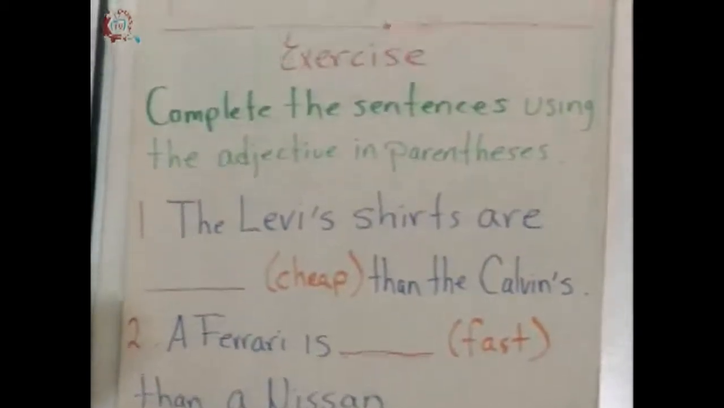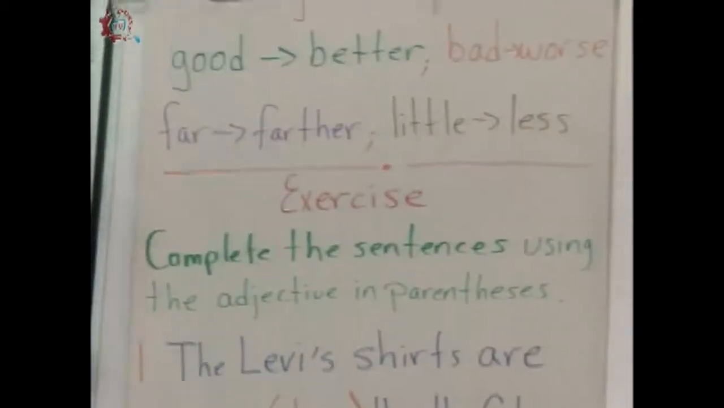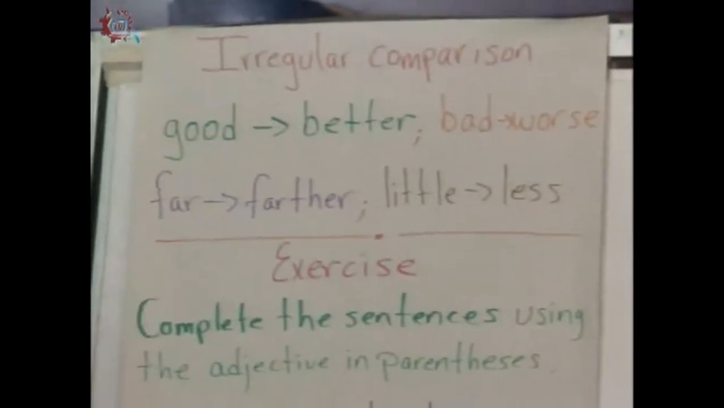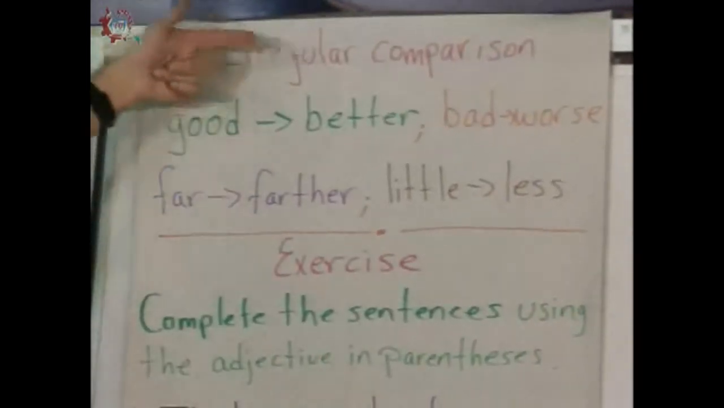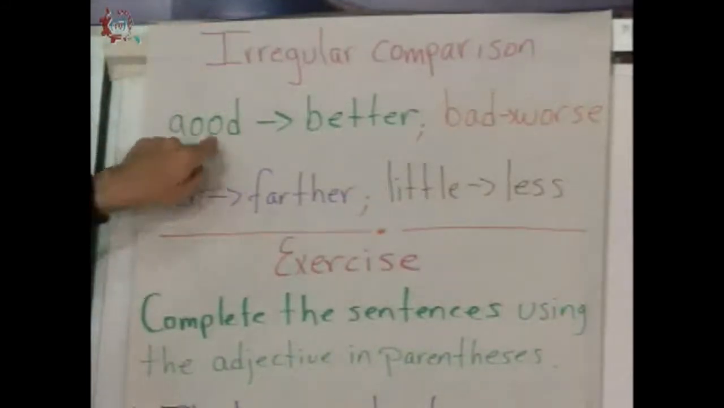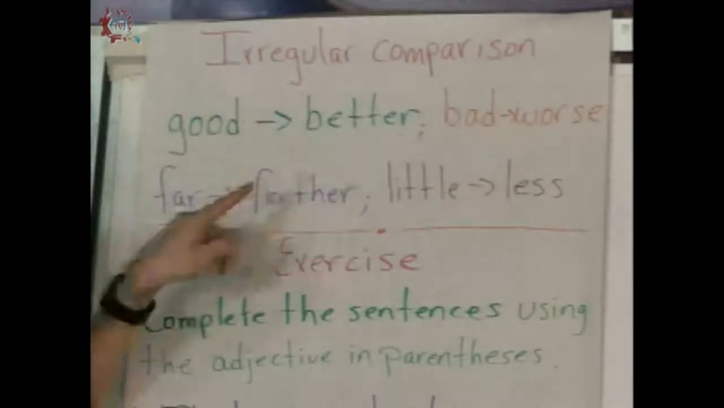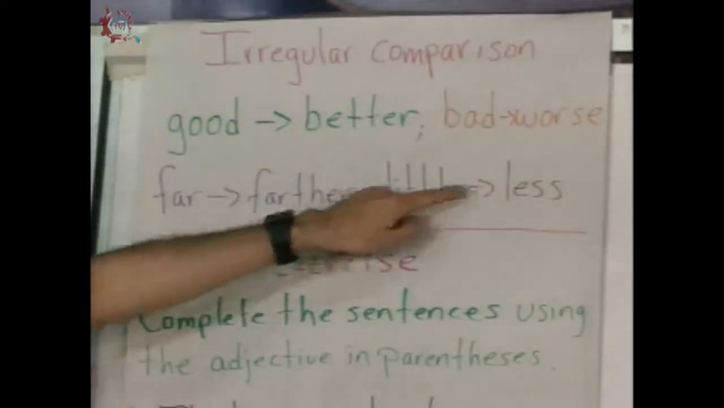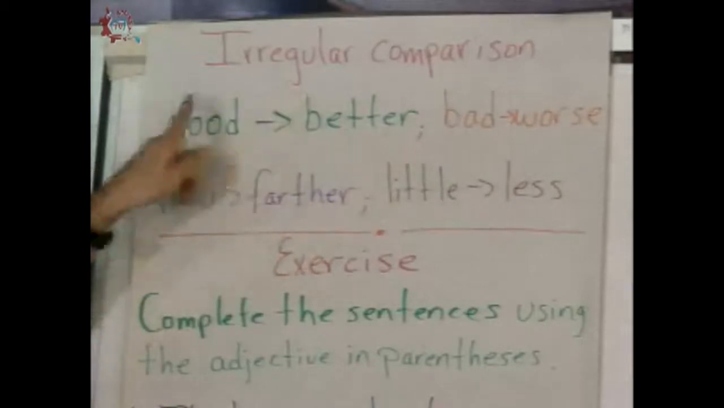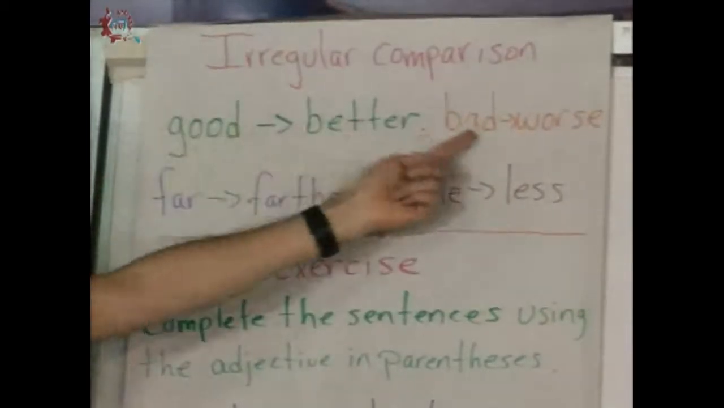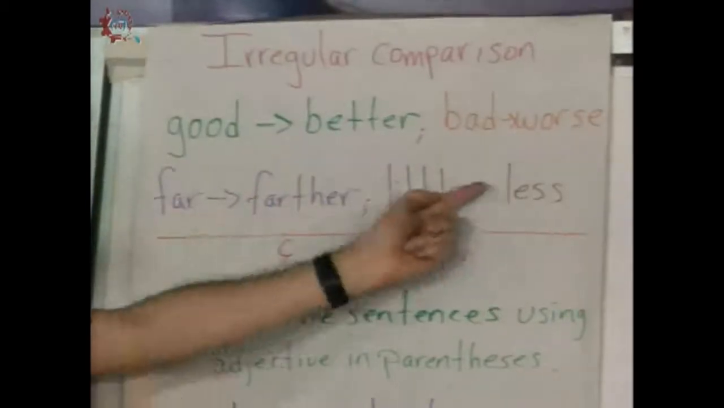I want you to remember that in English there are irregular adjectives. We have irregular comparisons. For example, good, it is not gooder. Here, as it is an irregular comparison, we say good, better; bad, worse; far, farther; little, less. These are the comparisons for these concrete adjectives. Repeat: good, better; bad, worse; far, farther; and little, less.